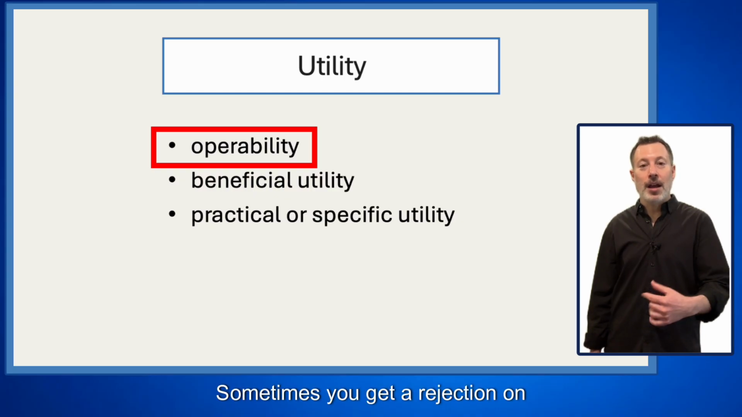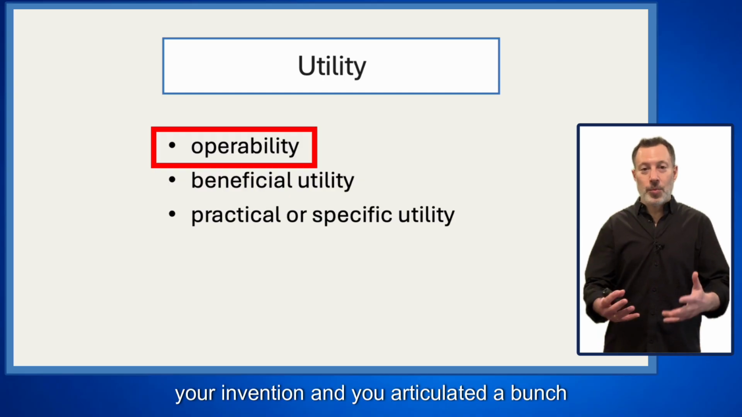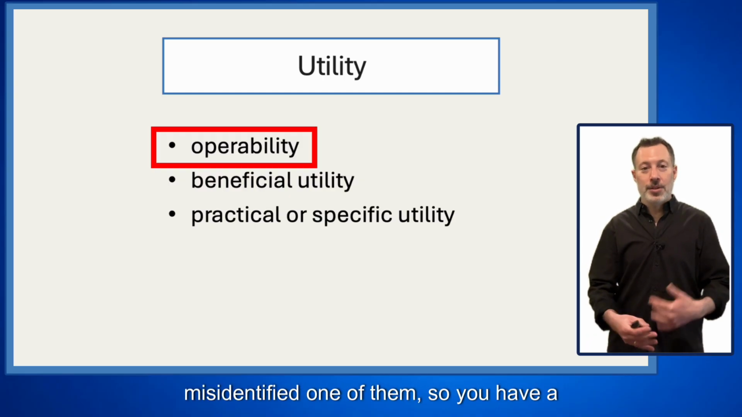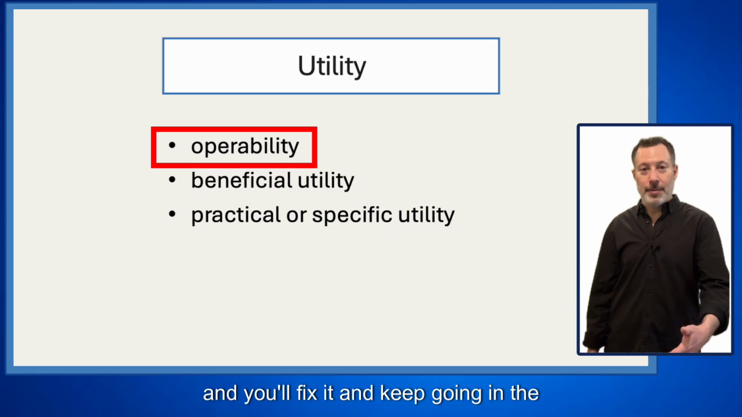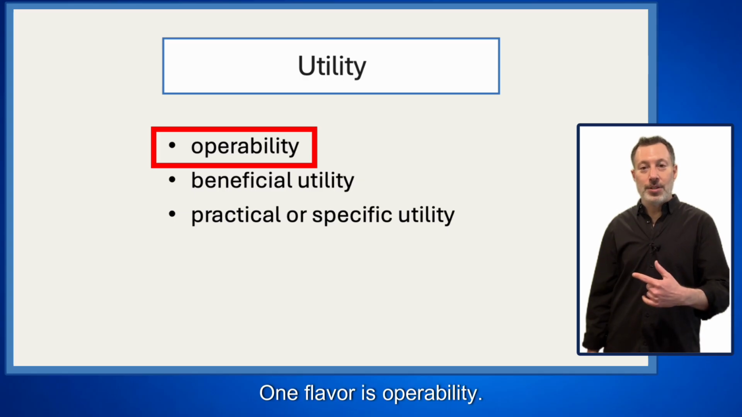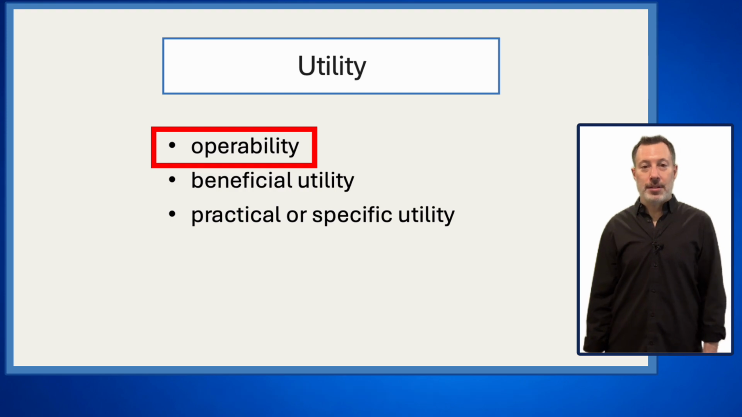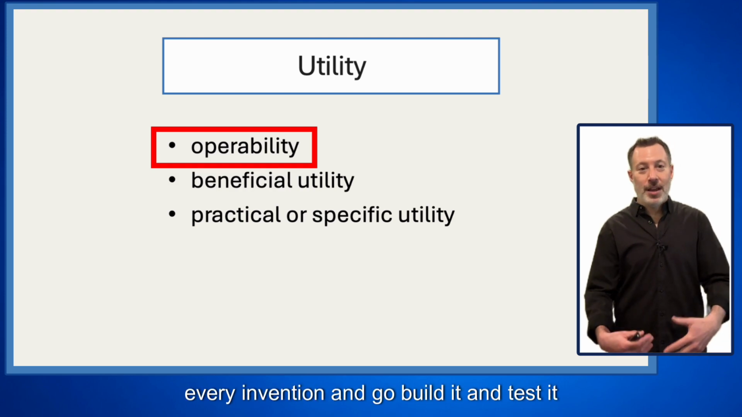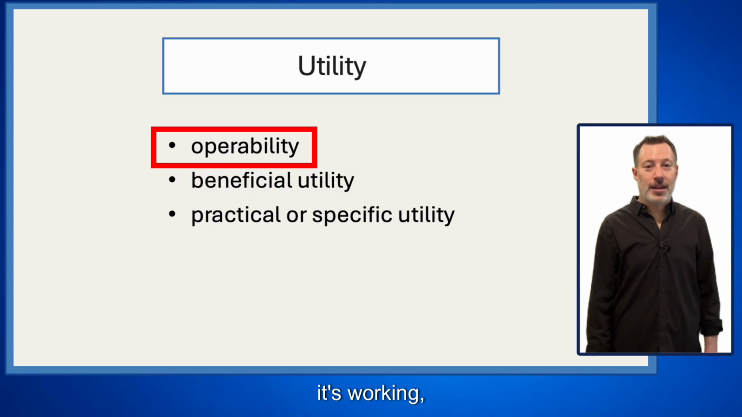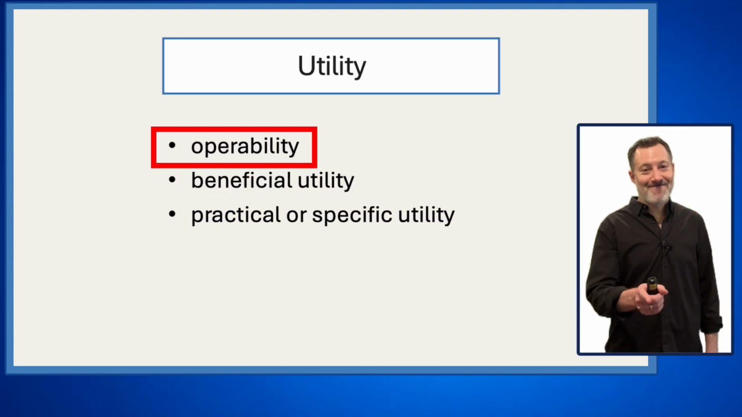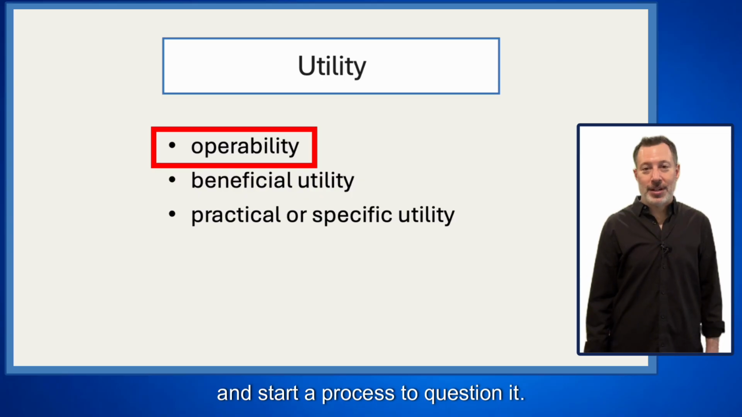Sometimes you get a rejection on operability because you made a typo. You wrote about your invention and you articulated a bunch of wheels and you accidentally misidentified one of them, so you have a wheel turning that can't possibly turn. Oops, and you'll fix it and keep going in the process. One flavor is operability. Does it work? Note, we assume almost everything works. The Patent Office doesn't have time to get every invention and go build it and test it and try every bit of chemistry. And so our default is, I assume that it's working, but the examiner has the right to say, I'm skeptical of that perpetual motion machine, and start a process to question it.